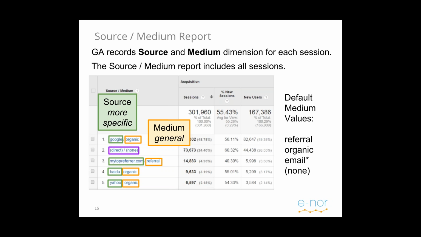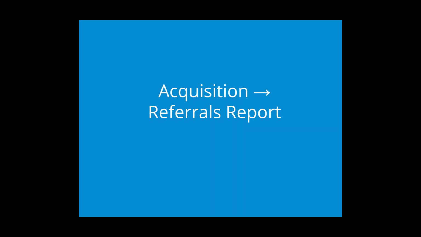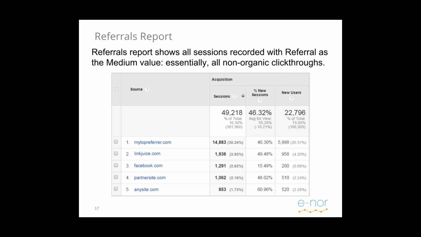As we mentioned, the default medium values are referral, organic, none, and email in some cases. Email in some cases, but in a lot of cases we are going to need to help Google Analytics to recognize email as a medium value. The acquisition referrals report in Google Analytics. The referrals report is a subset of the source medium report, and it shows click-throughs specifically from other websites that don't have campaign tags. So any traffic that is recorded with referral as the medium will show up in the referrals report. So a click-through from any other website that Google Analytics does not recognize as an organic search engine.